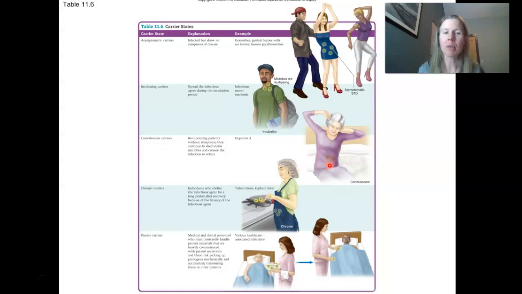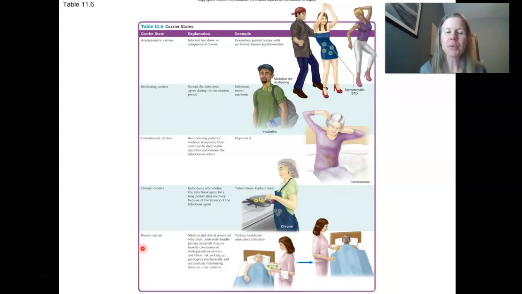Convalescent: this lady is getting better, but maybe she still has some hepatitis A that she'll be shedding for a day or two. Wash those hands. Chronic carrier: this is Typhoid Mary. It's not, but they're pointing out typhoid fever, and she's a cook. They're going for something here.